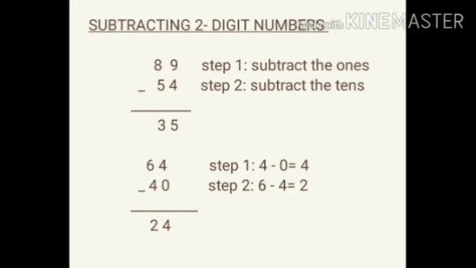Then the next question is 64 minus 40. First we subtract the ones place numbers. Here the ones place numbers are 4 and 0. So 4 minus 0 is 4, and next is 6 minus 4. 6 minus 4 is 2. So what is the answer? 64 minus 40 is 24.